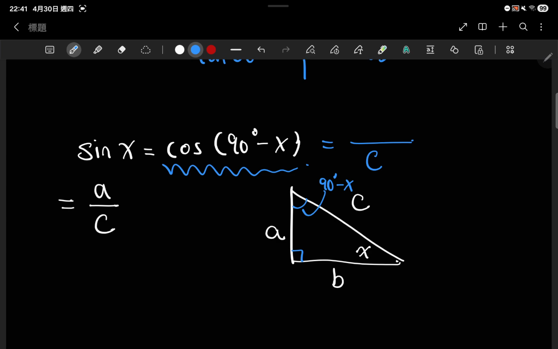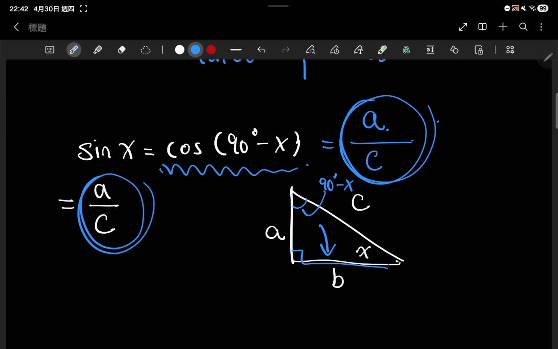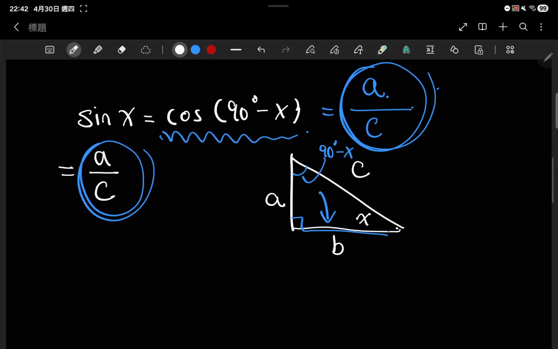But what is the adjacent side of 90 degree minus x? The opposite side to 90 degree minus x is b, right? But we are fixing the adjacent side, because this is cosine. So cosine is also a over c. So we prove it. Same thing.